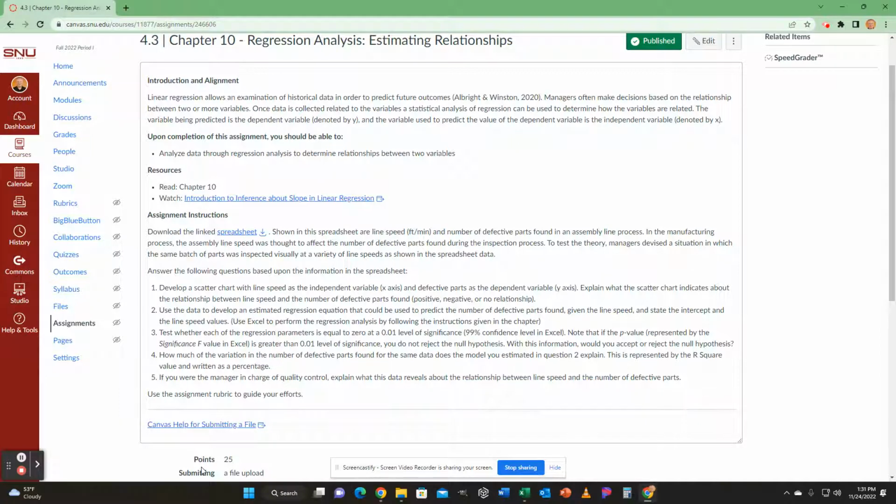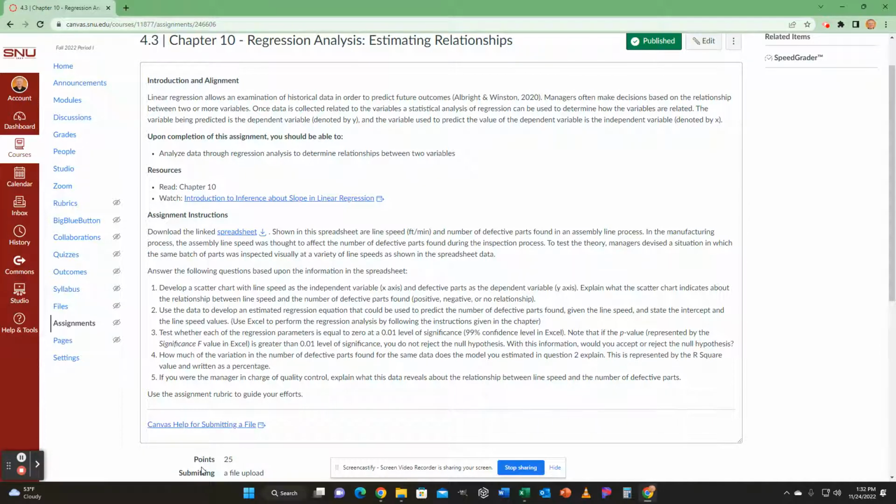With this information, once you have it, you're going to need to answer the question: would you accept or reject the null hypothesis? And we gave you a hint earlier what that hypothesis might be. We're going to also look at how much variation in the number of defective parts is found for the same data that we used in the model that we estimated in question 2. And this is done by the representation of r squared, and it's generally written as a percent. I'll show you how to do that in Excel, then I'll try to explain how we would write that out.